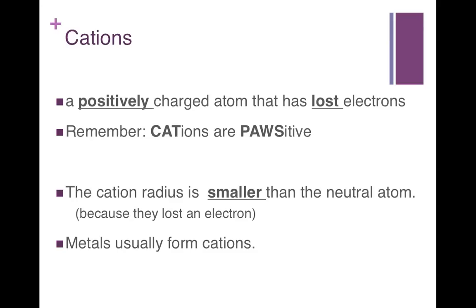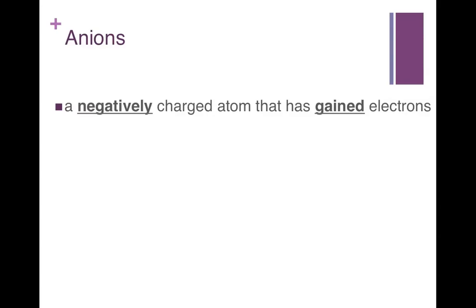Okay, if you're not though, like let's say you're oxygen, which is not a metal, that means you are more likely to form an anion. Okay, so anions are negatively charged atoms that have gained electrons. Again, electrons are negative, so if you get more electrons, then you become negative. And a good way to remember that is anion is a negative ion. Anion. A negative ion.